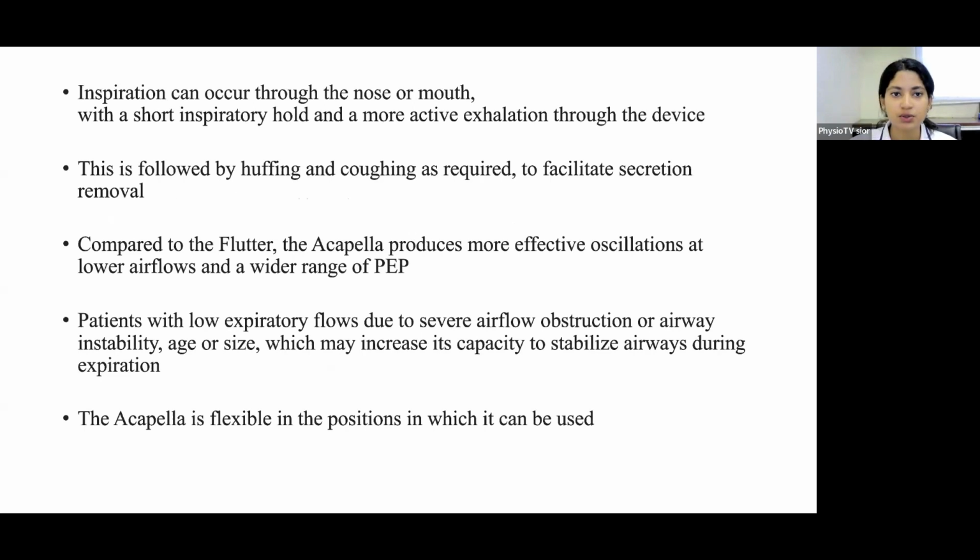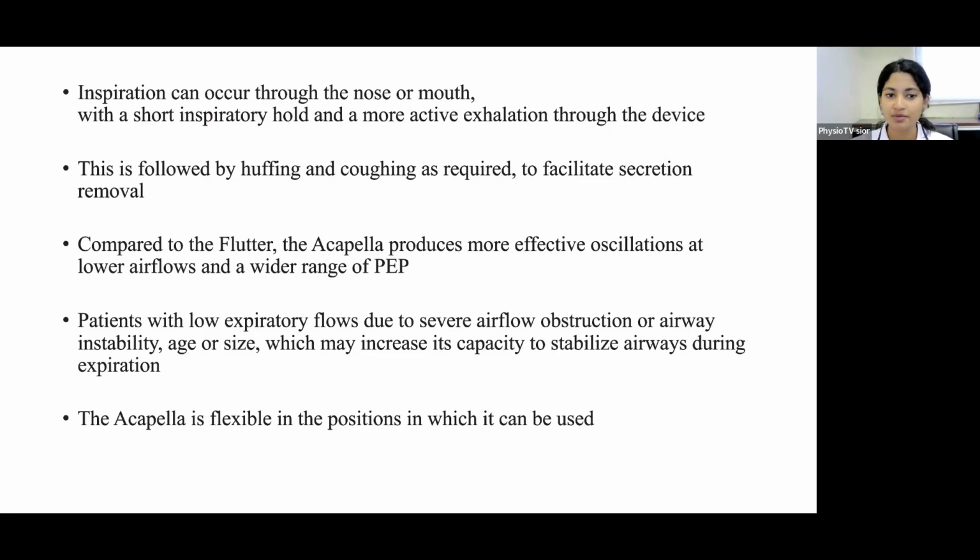Here again, for the instructions, inspiration can occur through your nose or from around the seal of the mouthpiece, and you can give a short inspiratory hold, after which the subject will perform an active expiration into the device. This will be followed by huffing, that is the forced expiratory technique, and ending it with coughing, which will help in expectoration.